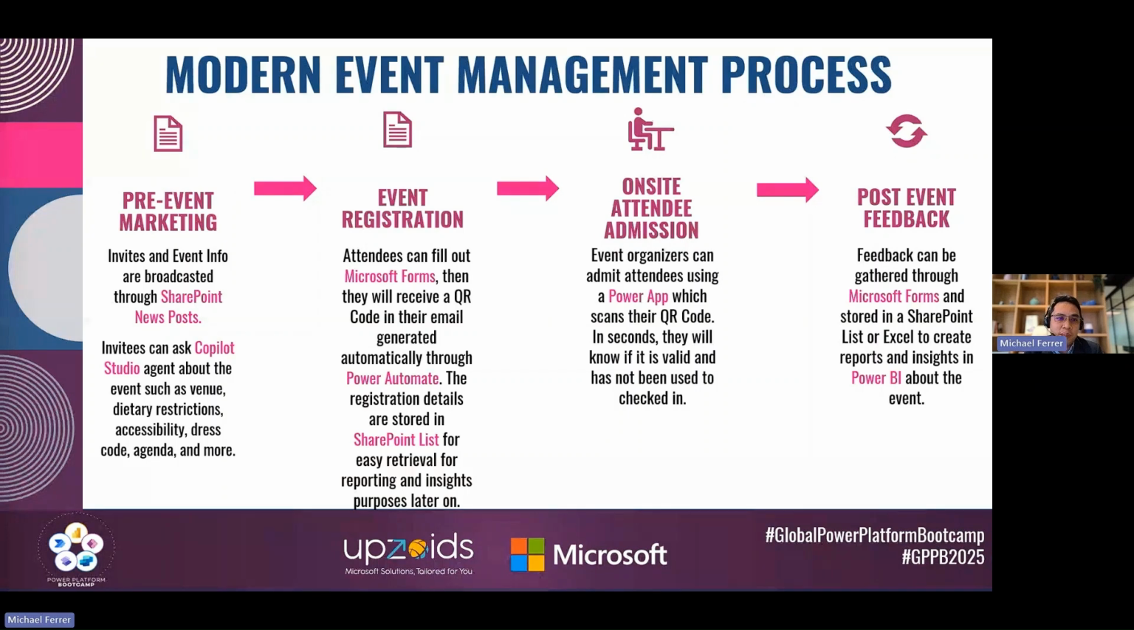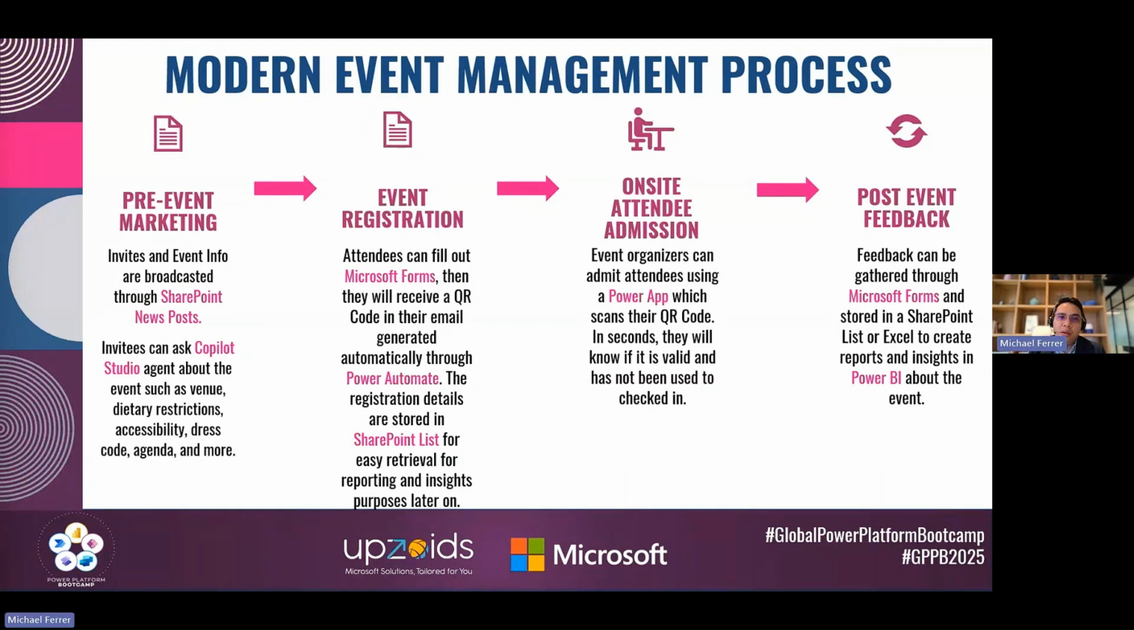And invitees can ask a Copilot Studio agent about, say, the venue, the dietary restrictions, the accessibility, dress code, agenda, who are the speakers, what are the topics, and so on. And I'll show you a demo of that later on.